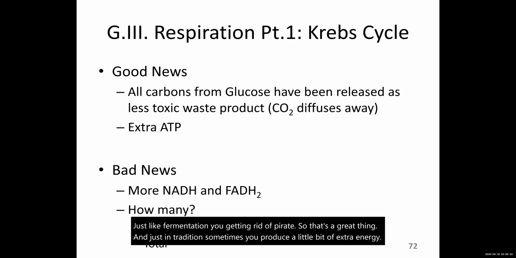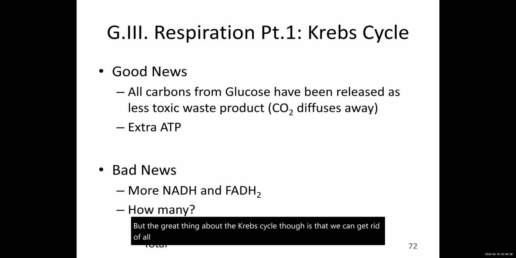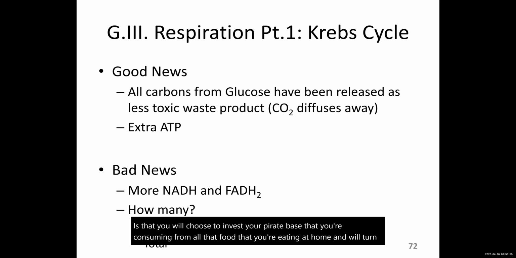But the great thing about the Krebs cycle, though, is that we can get rid of all those toxic pyruvates into CO2. So in the bigger picture, I want you to understand that as long as you are breathing right now, which I assume you are, you will invest the pyruvates that you're getting from all that food that you're eating at home, and turn them into CO2. As long as you're moving and using your lungs, you'll exhale it. You'll breathe it out. So every single time you're consuming those carbohydrates, those sugars, those glucose molecules, they all turn into that good old CO2 that you're exhaling right now.